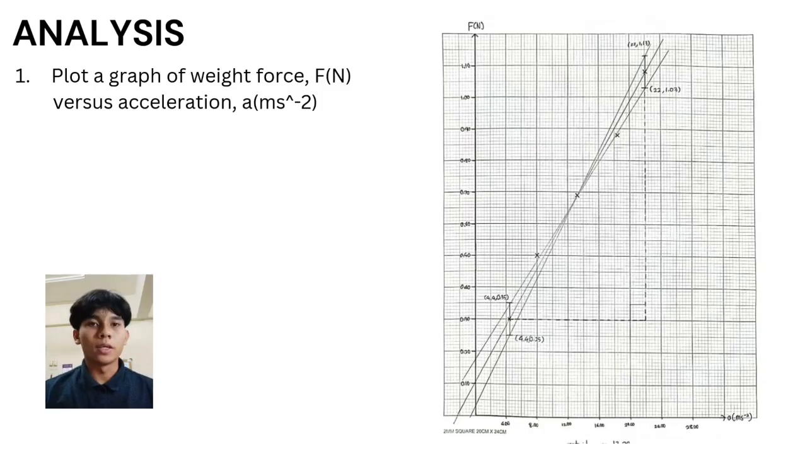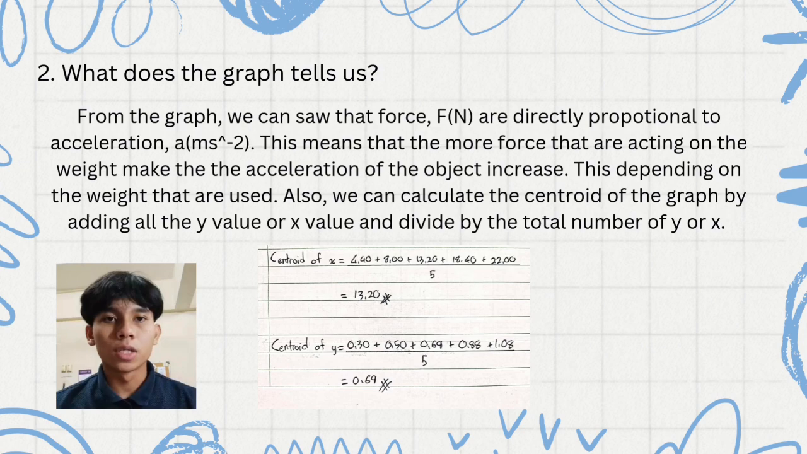And for analysis for question 1, plot a graph of weight, force versus acceleration, and this is the graph that we obtained from our data. For question number 2, what does the graph tell us? Okay, from the graph we can show that force is directly proportional to acceleration.